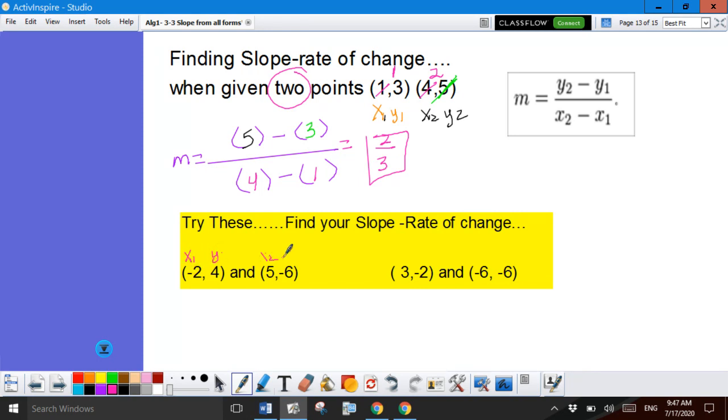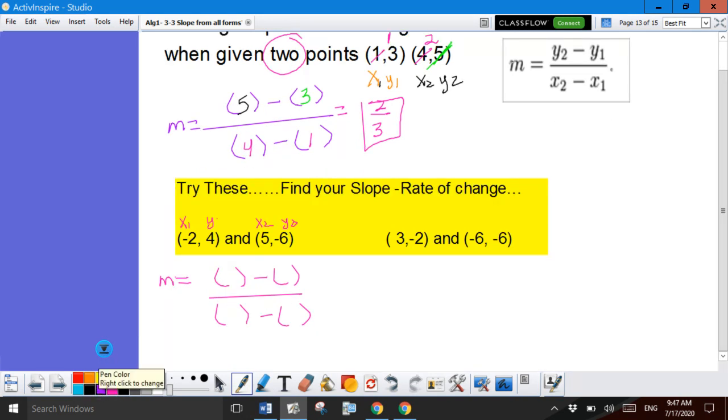x1, y1, x2, y2. Remember, we're going to use parentheses. And let's substitute in. So y2, negative 6. The matching number is the 4. x2, 5. Matching number, negative 2. So here's where the signs come in handy, where we kind of have to pay attention to what we're doing. So negative 6 minus 4, that's a negative 10. But look right here, what do you see? A negative and a negative makes a positive. So 5 plus 2, that's 7.